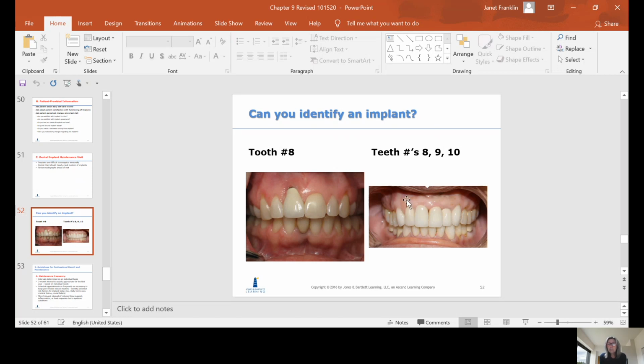On the other picture on the right, teeth 8, 9, and 10 are implants. So 8, 9, and 10 are all implants, but you can see how when that patient smiles, it's really difficult to tell which ones are the implants and which ones aren't. So oftentimes, if we don't do our homework ahead of time and look at the radiographs and look at the notes ahead of time, we're going to overlook the fact that there's implants in there.